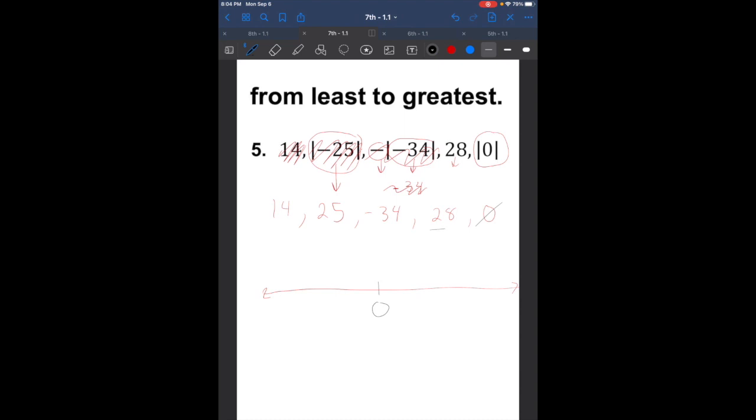Let's see, which one is our biggest one so far? 28, 25, 14. So it looks like 28 is our biggest. Cross that off. Then we have 25. Then we have 14. And then this is a negative 34, so we know that it has to be on this side, and negative 34 is probably over here. So we have to put these from least to greatest. It would be negative 34, 0, 14, 25, and 28.